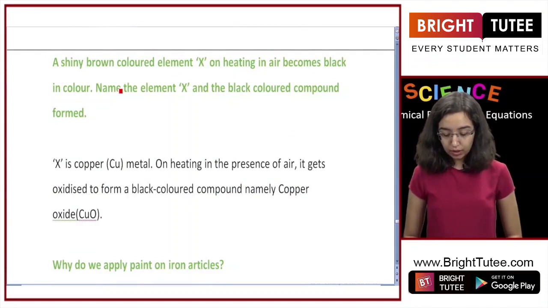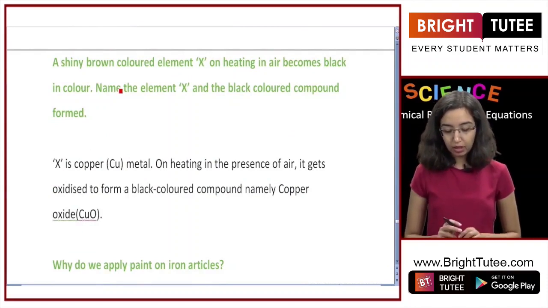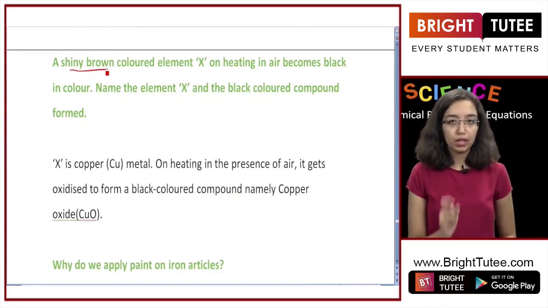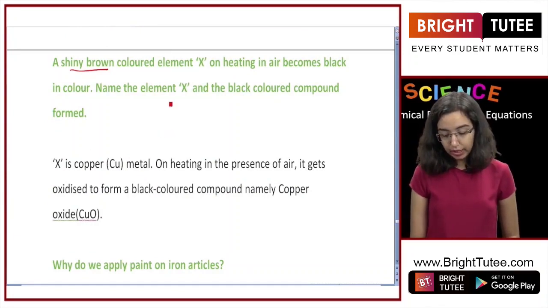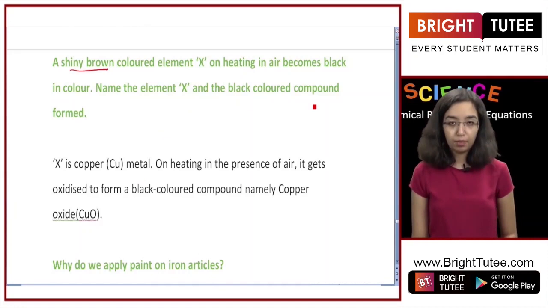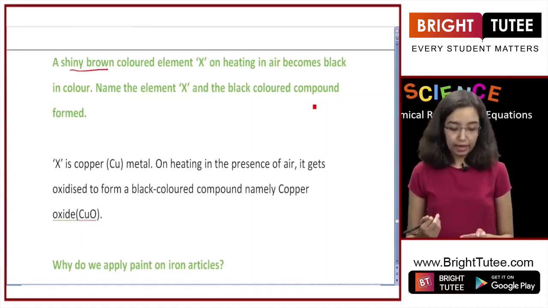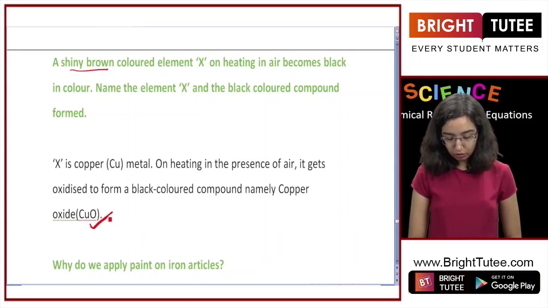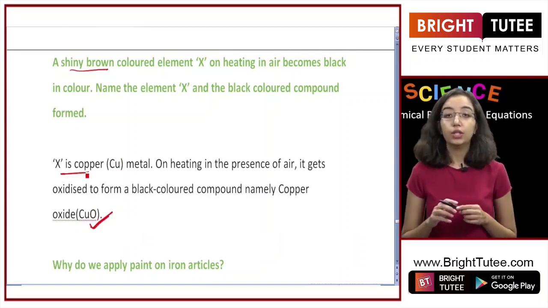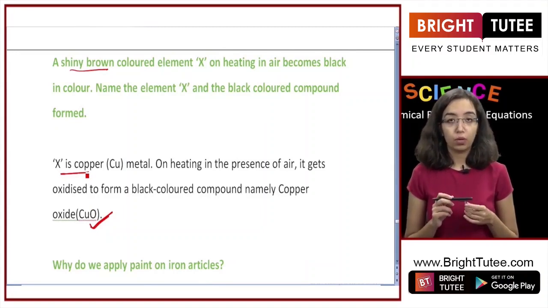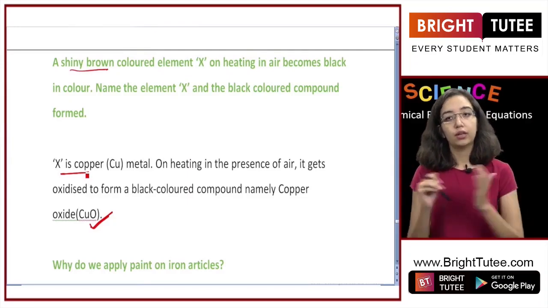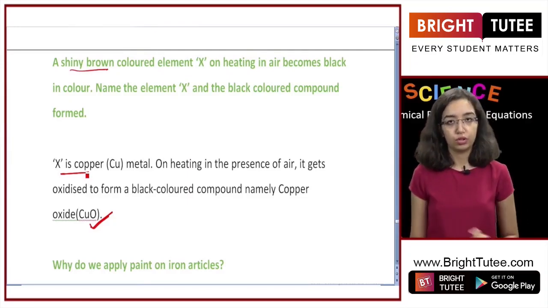A shiny brown color element X on heating in air becomes black in color. So what is the shiny brown color element? The answer is copper. Name the element X and the black colored compound. When copper corrodes in air, it forms a blackish layer of oxide on it. So the layer formed would be CuO and the metal would be copper. Based on the color you can tell what compound we are talking about. If it was a reddish brown substance and a silver metal, then it would have been iron forming rust on corrosion.